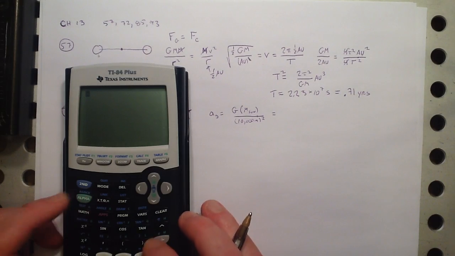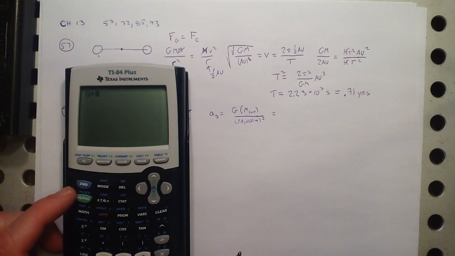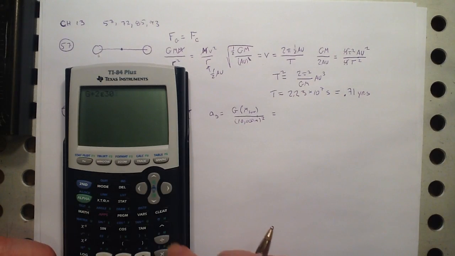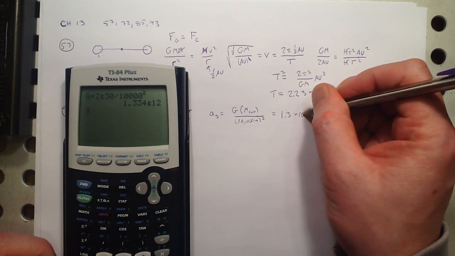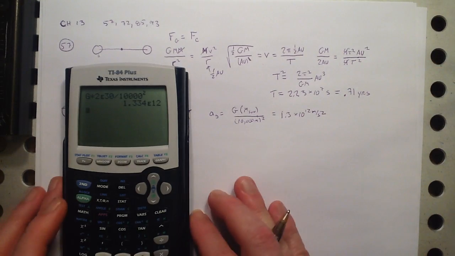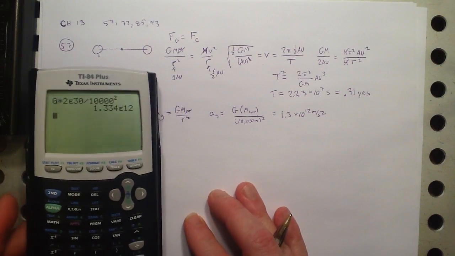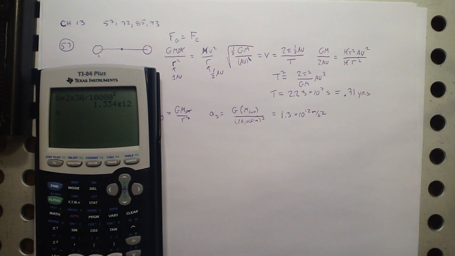So I've got G times the mass of the Sun, which is about 2 times 10 to the 30th, divided by 10,000 squared. So the acceleration due to gravity is about 1.3 times 10 to the 12th meters per second squared. That's some serious gravitational field strength right there. That's also newtons per kilogram, right? Same units. That's part A.